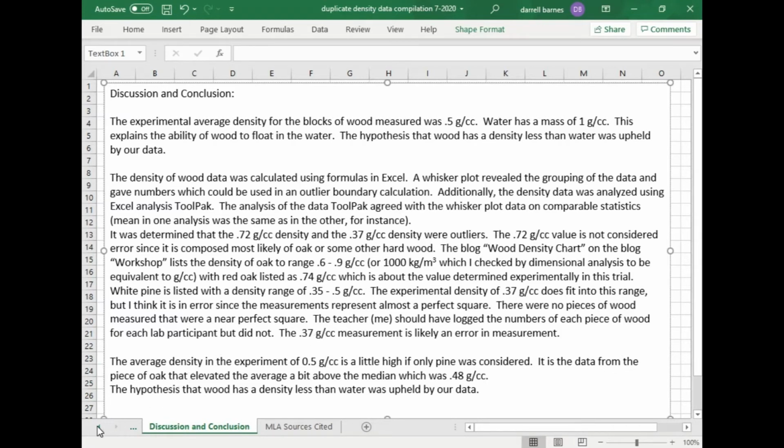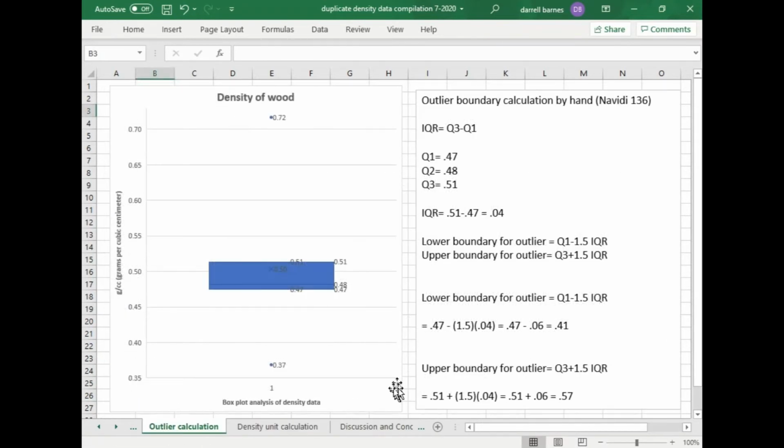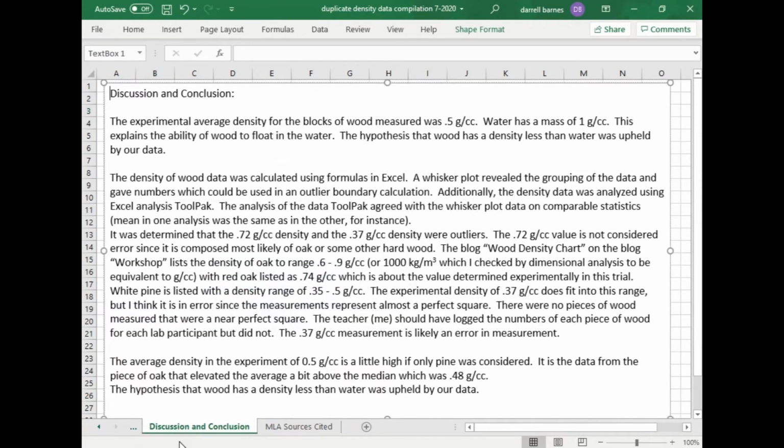And if you look, I actually went back and did the outlier calculation. The upper level was 0.57, lower 0.41. Both of these values were outside of those boundaries. Let's go back. The 0.72 gram per cc value is not considered error since it is composed most likely of oak or some other hardwood.